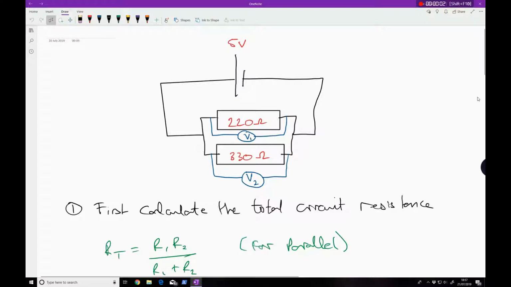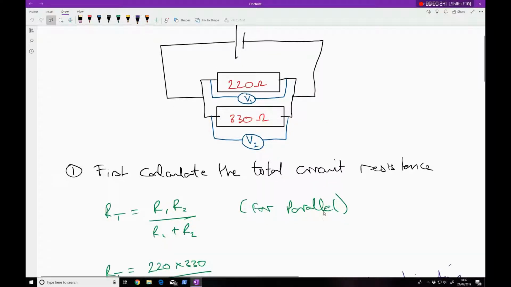So the next circuit is this simple parallel circuit with the 220 ohm resistor and 330 ohm resistor in parallel with each other. And we'll go through the same sort of problem solving or circuit analysis as we did with the series circuit. So we first of all calculate the total circuit resistance, and we use this parallel combination expression, which I've already written here. RT equals R1 times R2 over R1 plus R2 for parallel combinations.